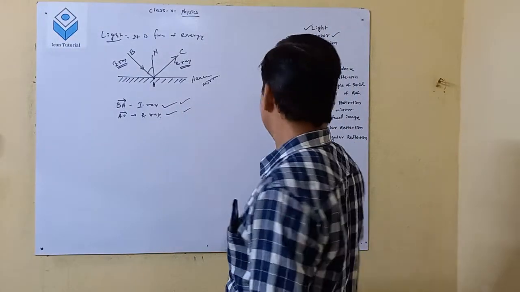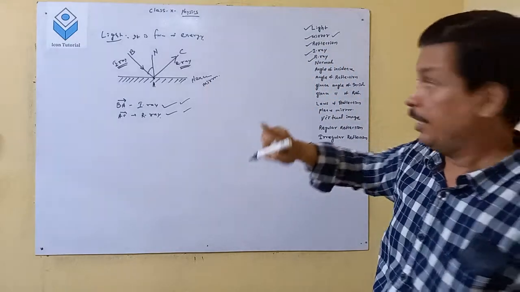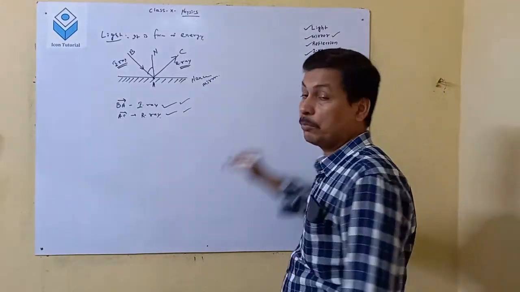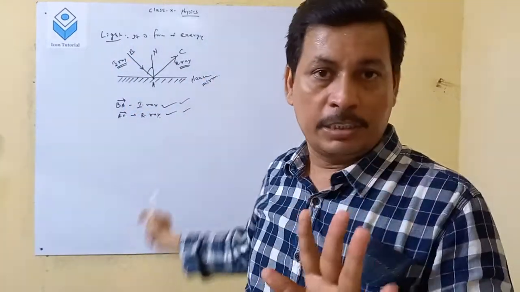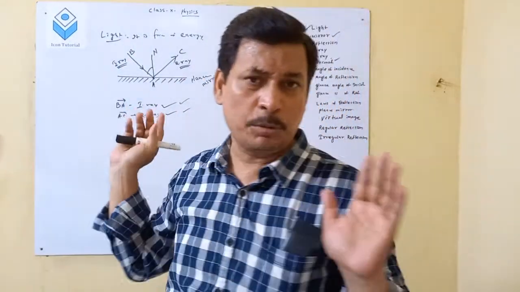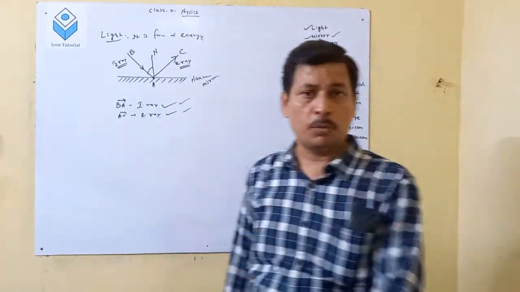So, this is finished: incident ray, reflected ray. Then, the third one is normal. What is normal? All of you are getting it? Is it visible to all of you? I hope you can understand this. What am I telling?